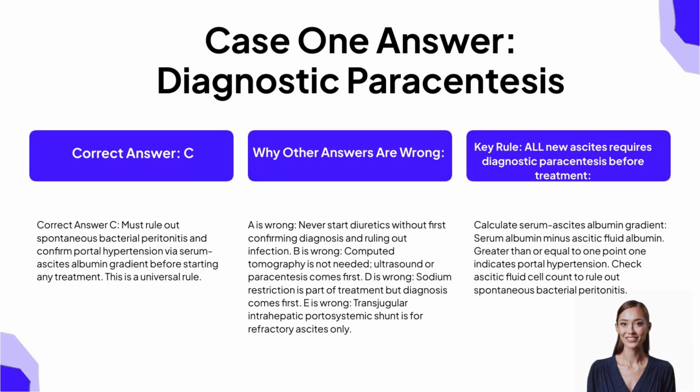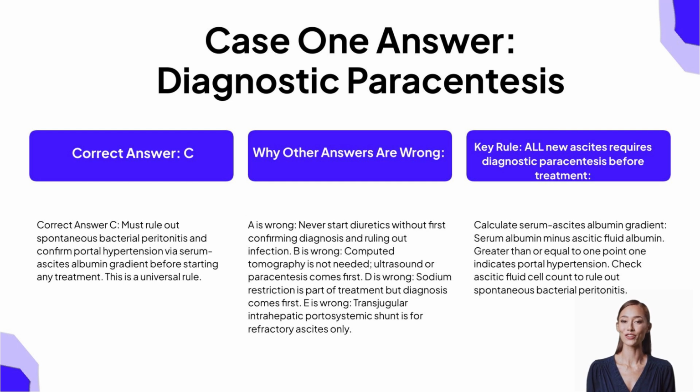The correct answer is C, diagnostic paracentesis. Here is why. The absolute rule on boards is that all new or worsening ascites requires diagnostic paracentesis before starting any treatment. You must rule out spontaneous bacterial peritonitis and confirm the cause with a serum ascites albumin gradient. Now let us go through why every other answer is wrong.